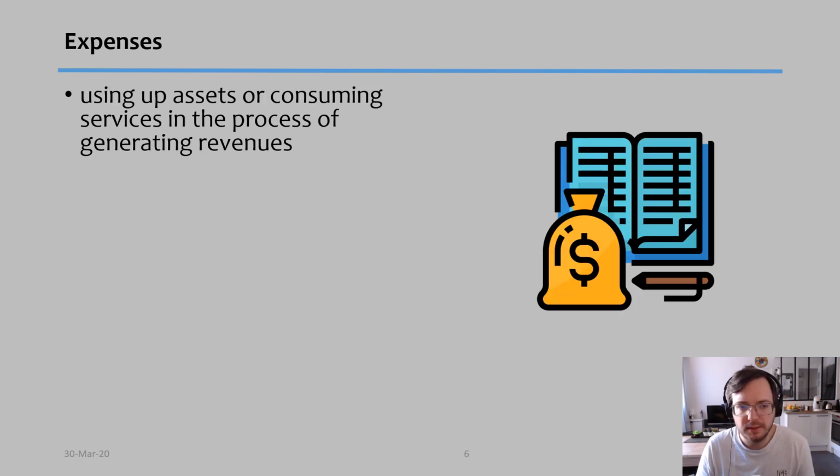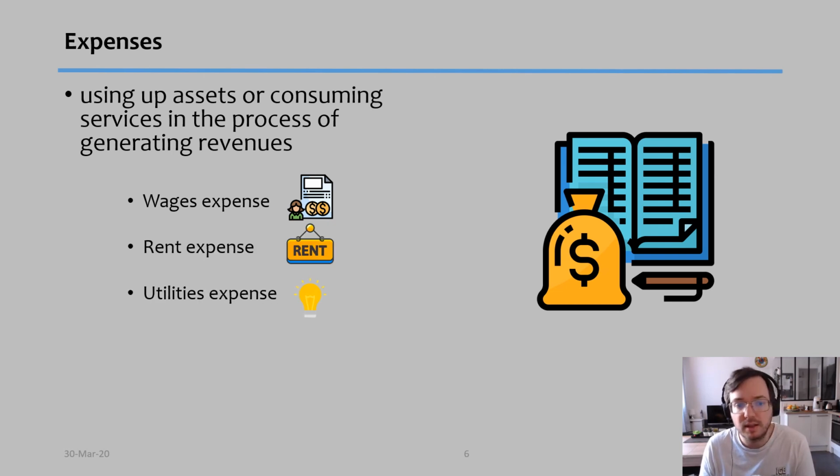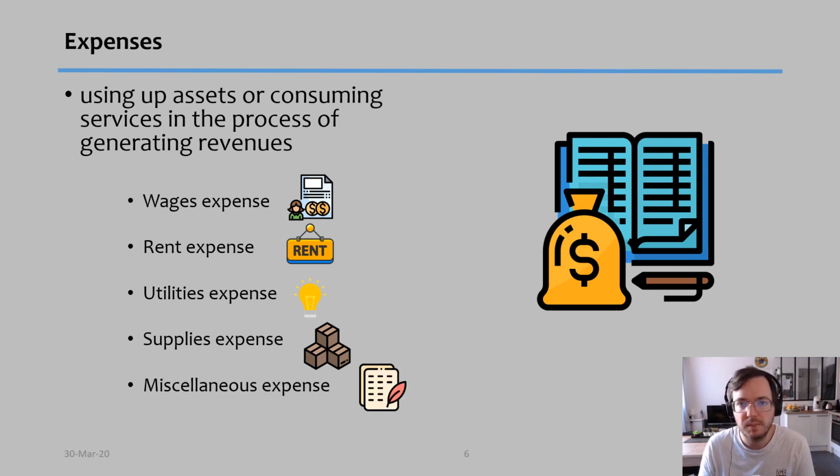Expenses, on the other hand, are the use of assets or consuming services in the process of generating revenue. In order for us to make a sale, we probably have to incur quite a bit of expenses. We have to buy or spend money in order to be able to create those revenues. And this is what an expense is. An expense is all the money that you must spend in order to be able to generate revenues. For example, we have wages expense or rent expense or utilities expense or supplies expense. There are indeed many different types of expenses you can have, and a lot of them will be personalized to the type of business you have as well.